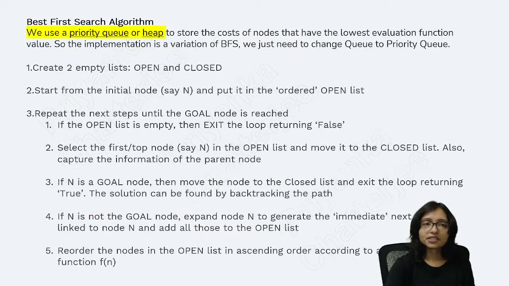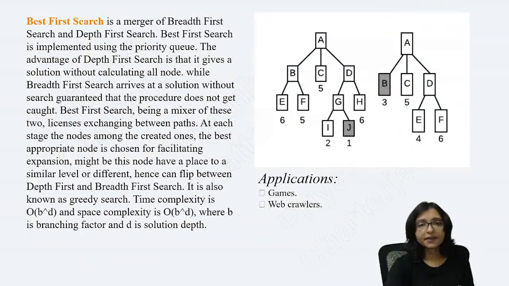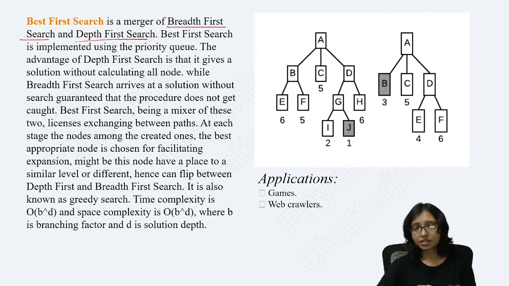So here, best first search: yesterday you understood very clearly, and I hope there is no doubt now. What was the concept of best first search? Best first search was the combination of breadth first search and depth first search, right? So that we discussed yesterday, and after that we learned that best first search is implemented with a priority queue and gives the solution without calculating all the nodes. Here these are the points you have to remember so that you can do the question.